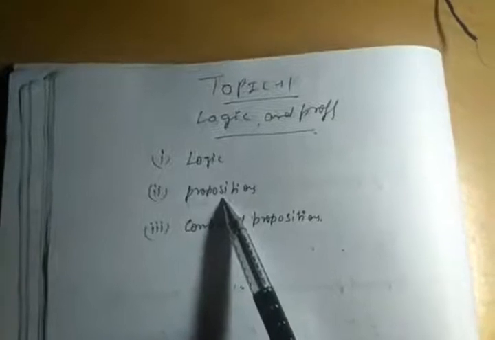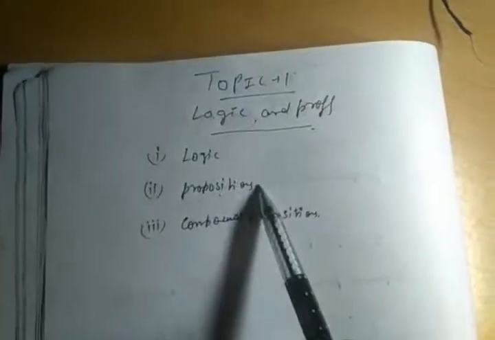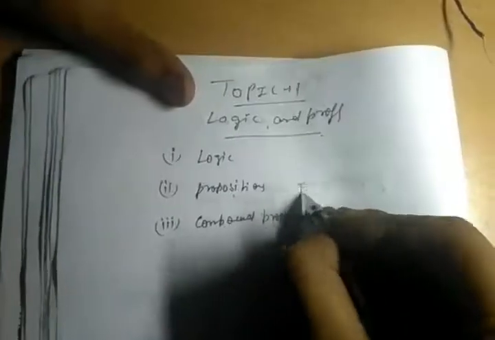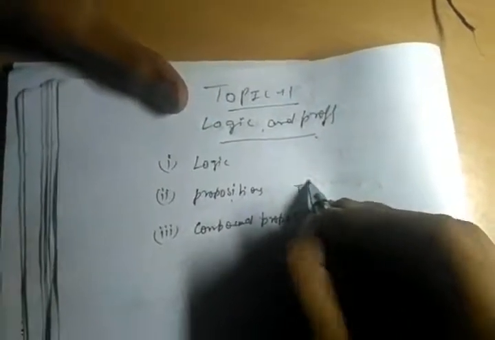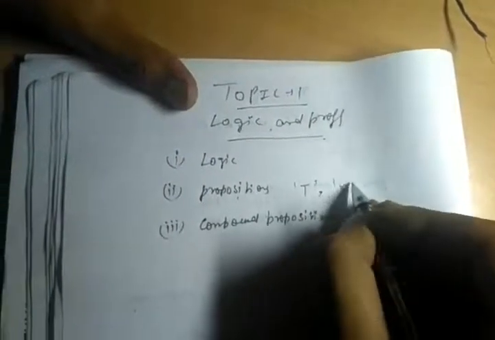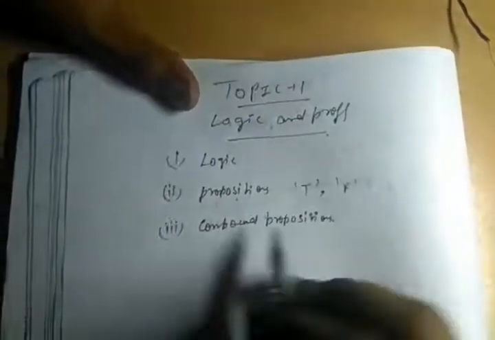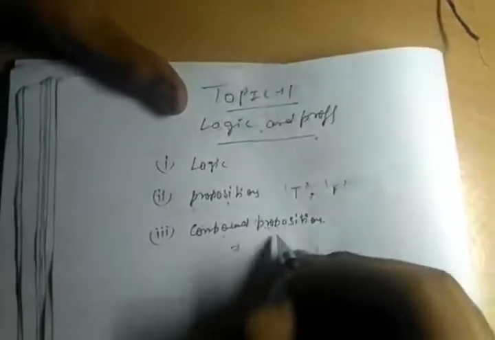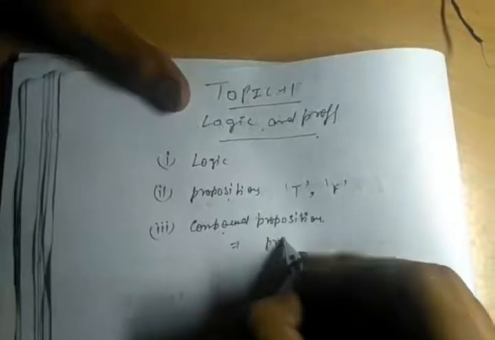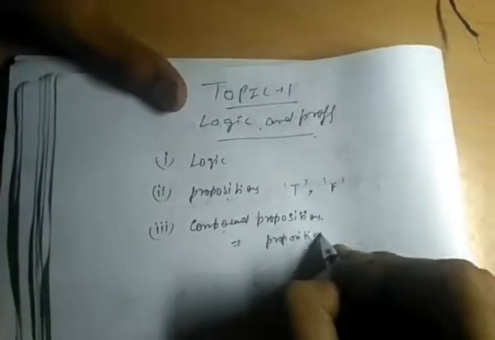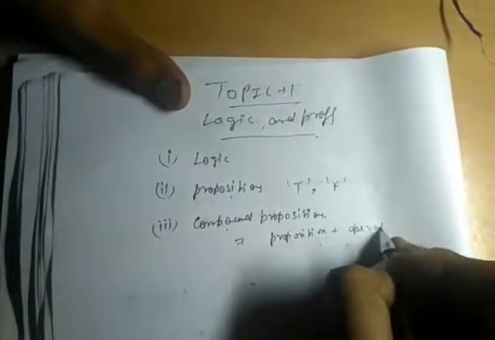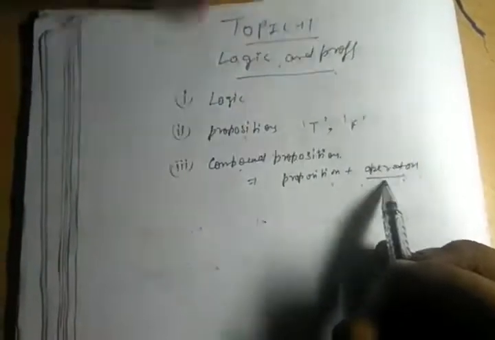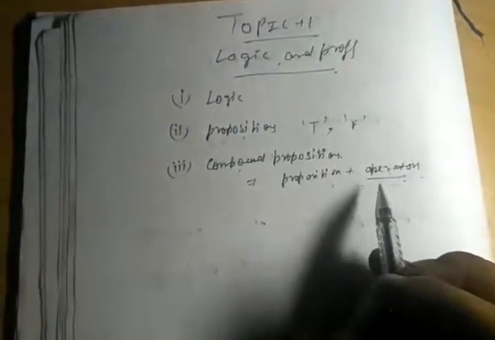The next term is proposition. It's a declarative sentence which can be either true or false. A true statement is denoted by the capital T and a false statement is denoted by the capital F. The next term is compound proposition. A compound proposition is a proposition plus any operator. And what is the operator? We will discuss this further.